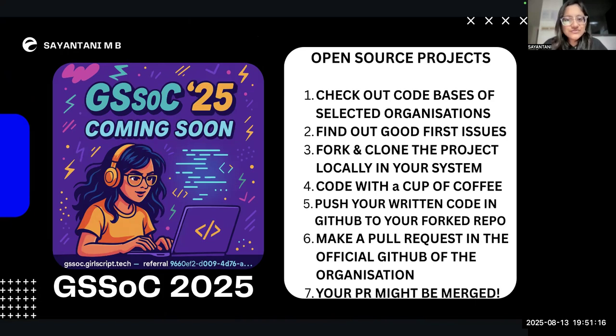Once you get it to the forked repository, you're supposed to push your written code. Once you make a push of your written code, you're supposed to write a PR, or a pull request. We will just fancily call it a PR. That is a pull request. A pull request would be made to the official GitHub repository of the organization which you are intending to work with or you're working with currently.